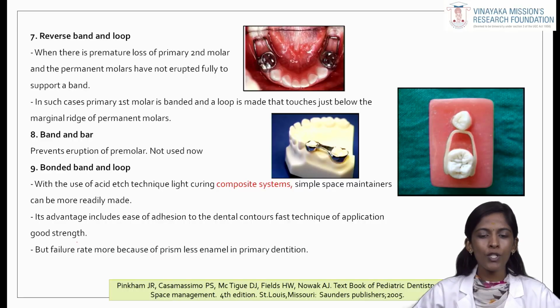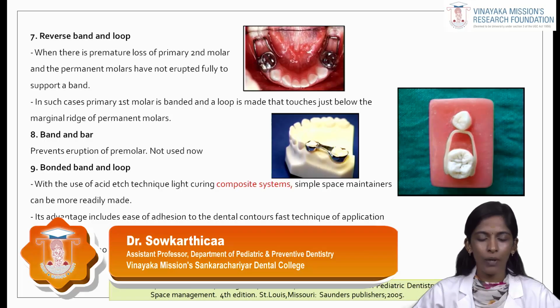When there is a premature loss of the primary second molar and the permanent molars have not erupted fully to support a band, in such cases the primary first molar is banded and a loop is made that touches just below the marginal ridge of the permanent molar. Next modification is band and bar, which prevents the eruption of the premolar, not used nowadays.